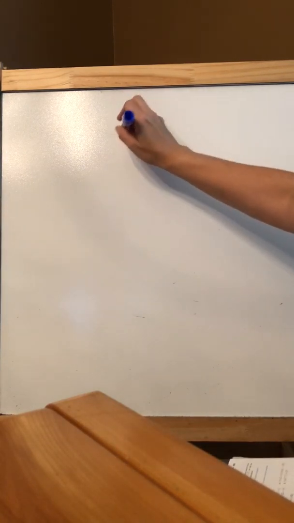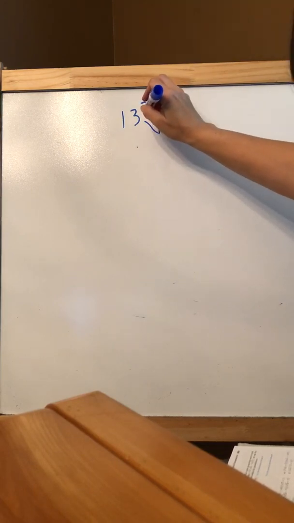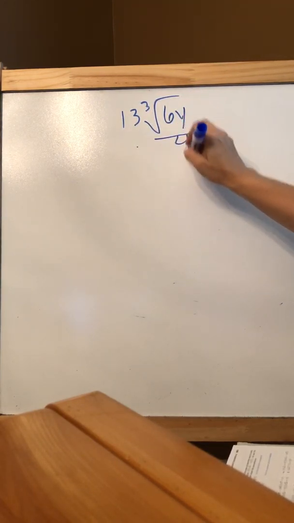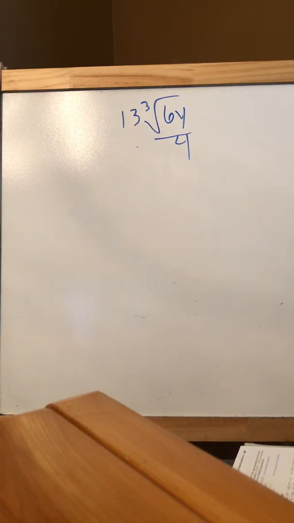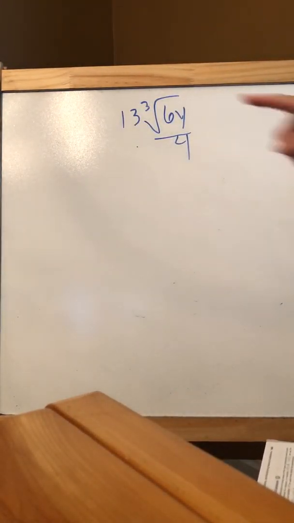For B, it is just like the example we just did. You should end up with 13 times the cube root of 6y over 4. Let me see how much time I have. Oh, I can explain that one. Okay, so this is the answer.